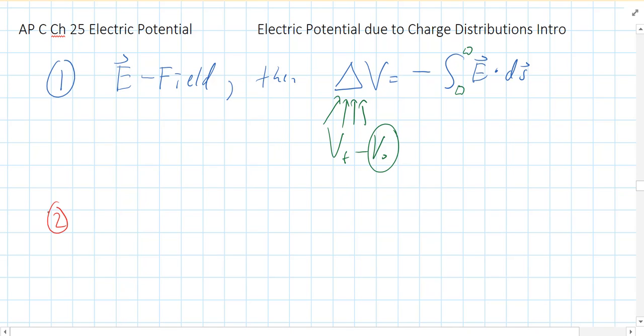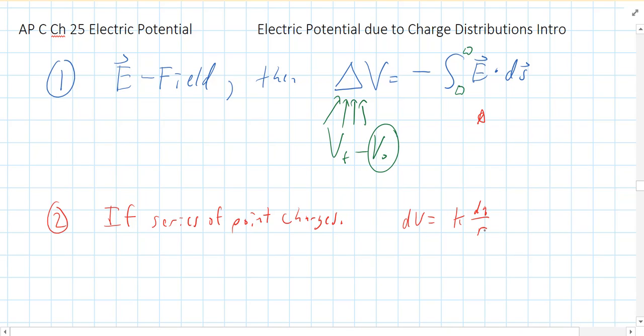Okay, the second method for figuring out voltages is if your object can be broken down into a series of point charges. If you can break your object down into a series of point charges, and especially if you don't know the electric field function in a specific case, then what you're going to do is say we know that dV is equal to K times dQ over R.